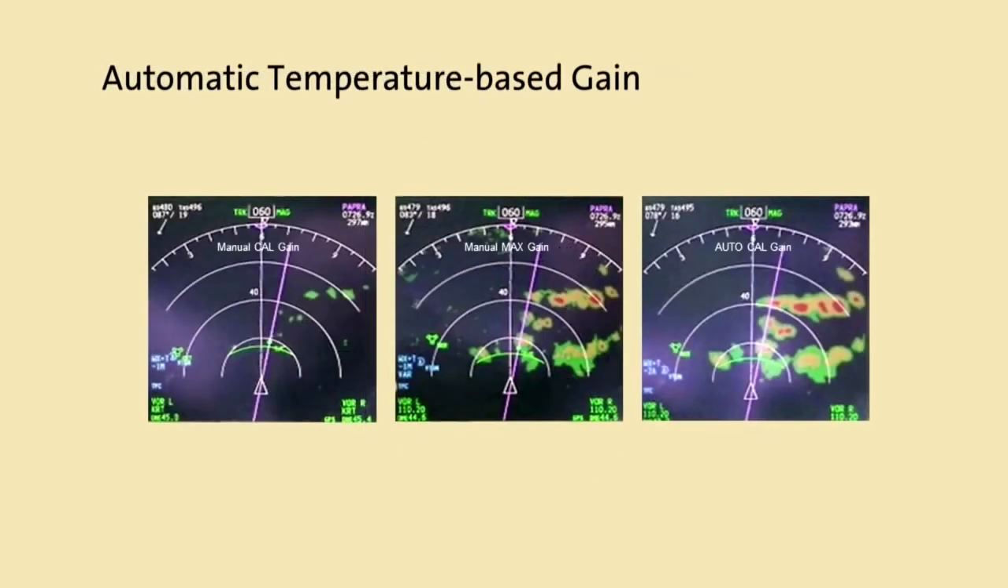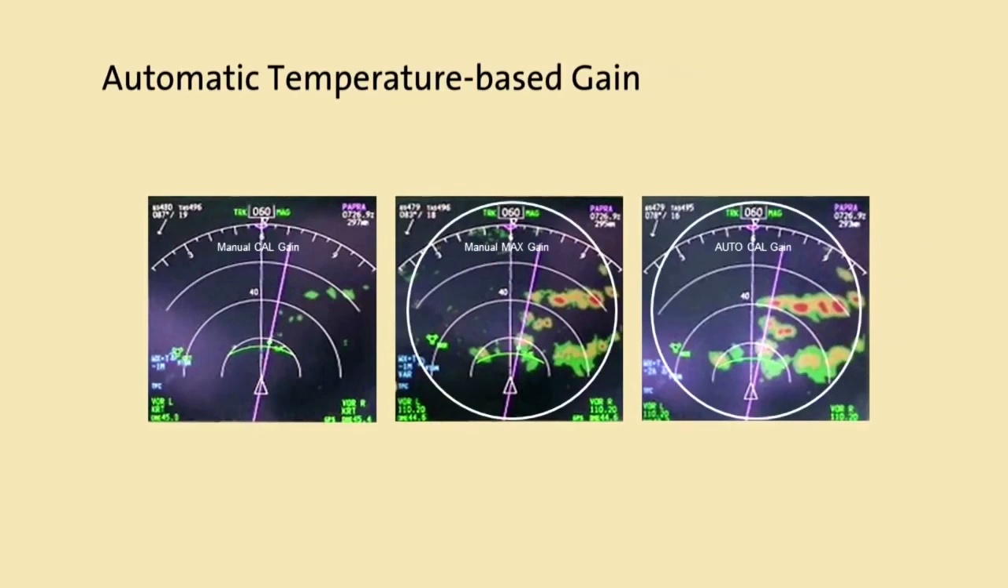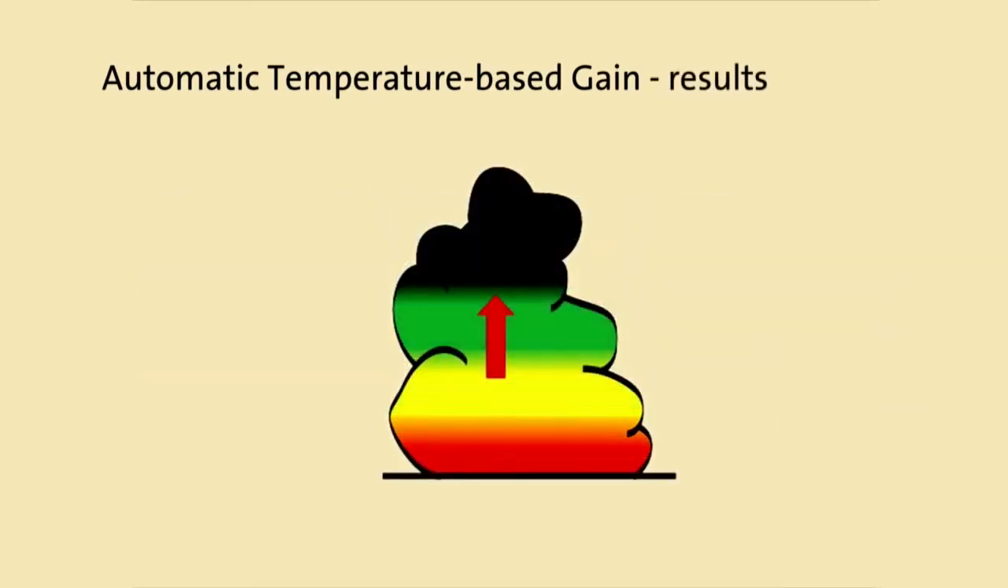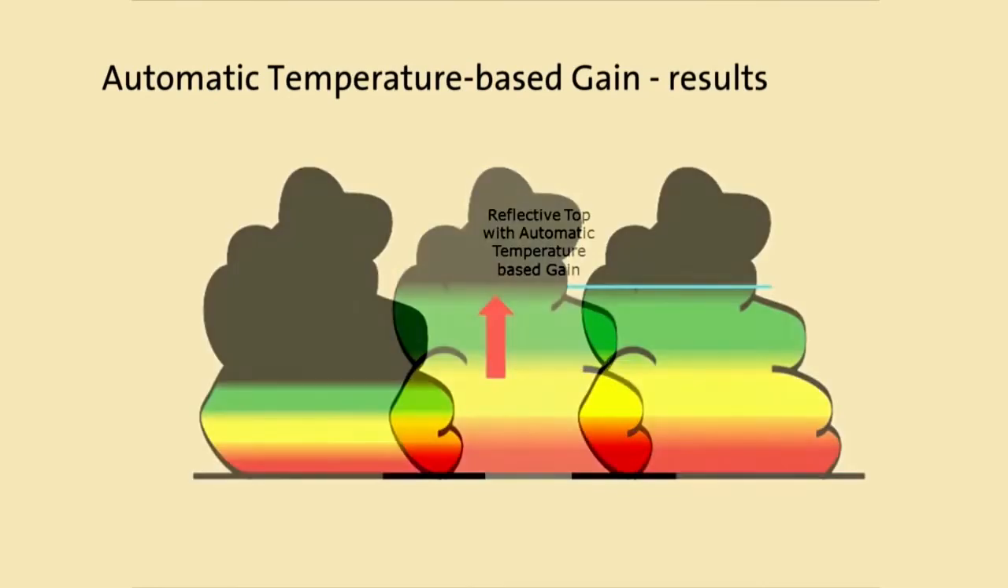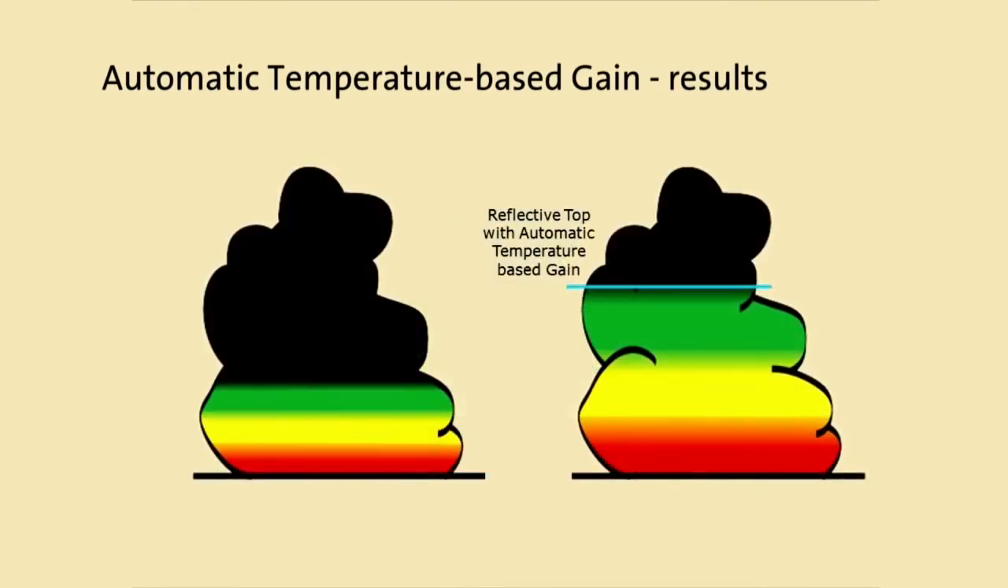Automatic temperature-based gain is the first technology that is used to deal with non-reflective cell tops. You'll remember from Module 1 that automatic temperature-based gain increases gain as the outside air temperature decreases. Thus, at cruise altitude, manual max gain and auto cal gain display similar results. Essentially, this reduces the non-reflective portion of the cell so that more of the actual cell top is visible to the radar.